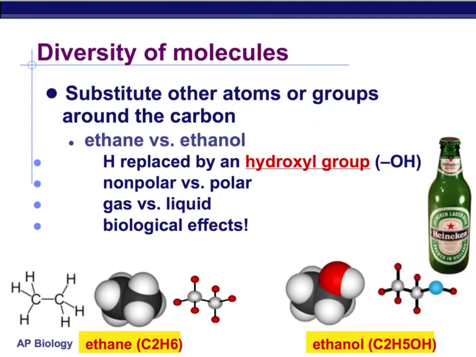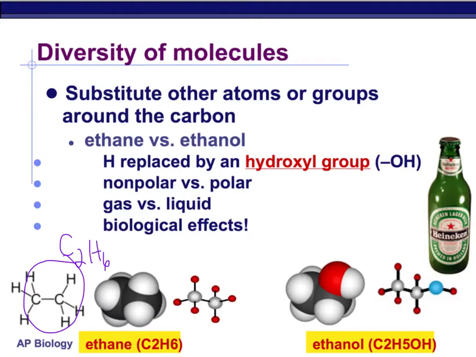So because carbon is so diverse, it doesn't have to just bond with hydrogens. It can bond with a couple of other types of atoms. So it's very easy to substitute other atoms or even whole groups around carbon. So I'll give you an example. Let's look at ethane versus ethanol. So down here, that's the structure for ethane, C2H6. Okay. Ooh, I guess my structure for ethanol has disappeared.